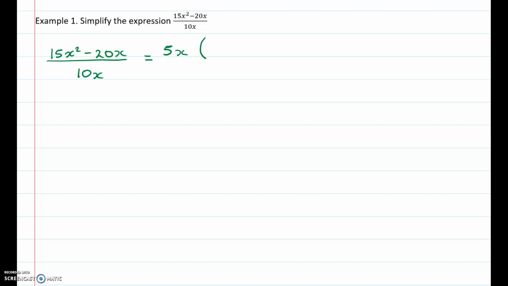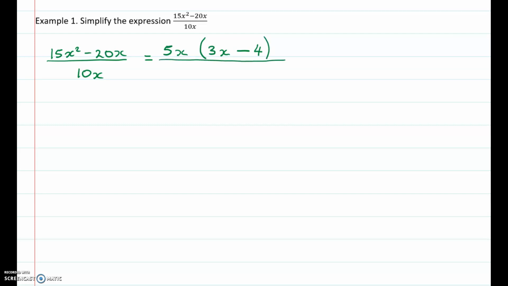So 15x squared divided by 5x. 15 divided by 5 would be 3, so write that down. This is going to be inside parentheses. X squared divided by x, we had 2, now we took 1 out, so we still have 1 here. And then we have a minus, and then we have 20x divided by 5x. So if you do that again mentally, 20x divided by 5x, 20 divided by 5 is 4, and x divided by x, they cancel out. So we have 3x minus 4.